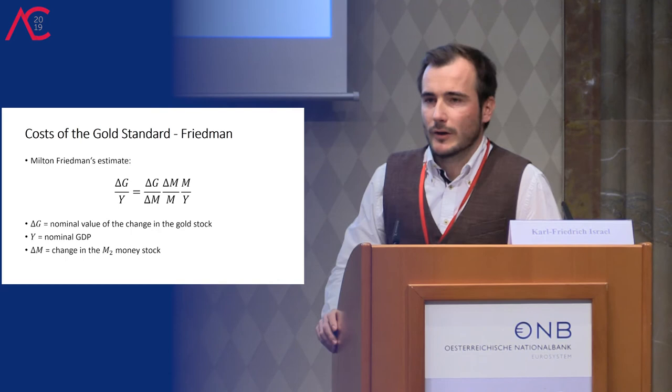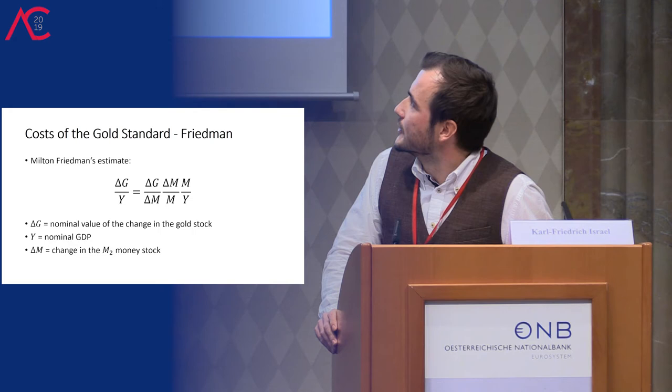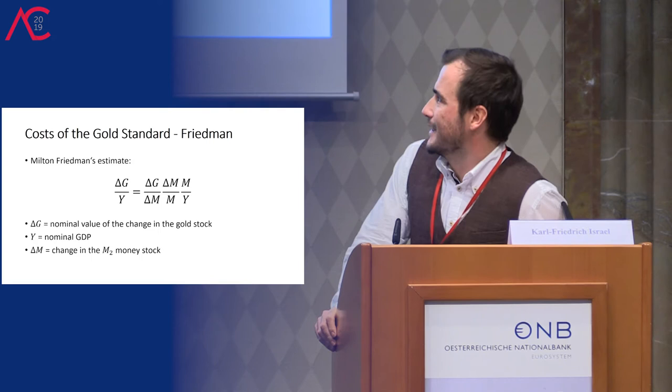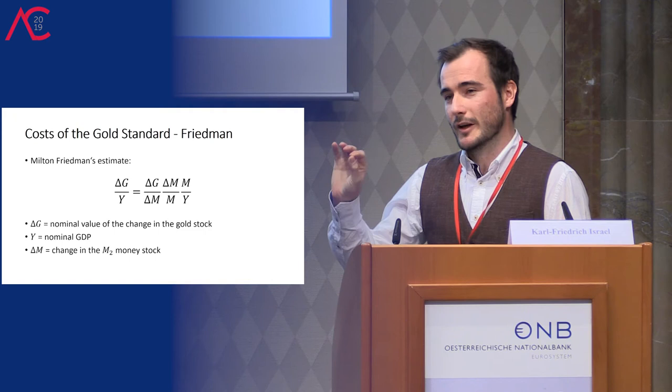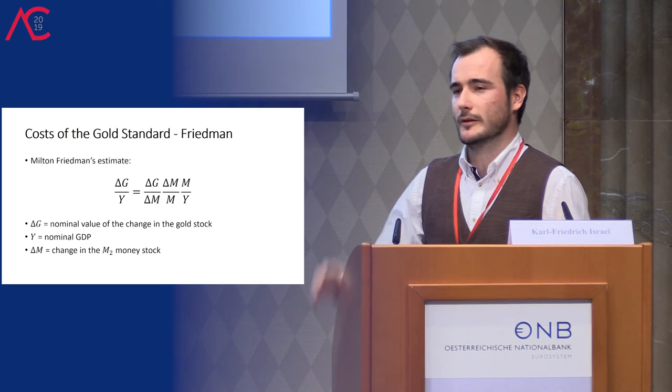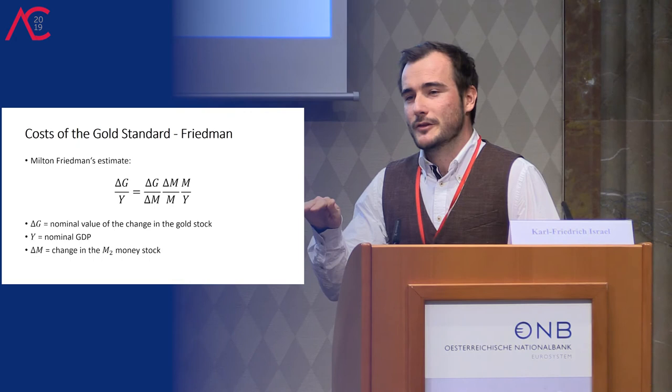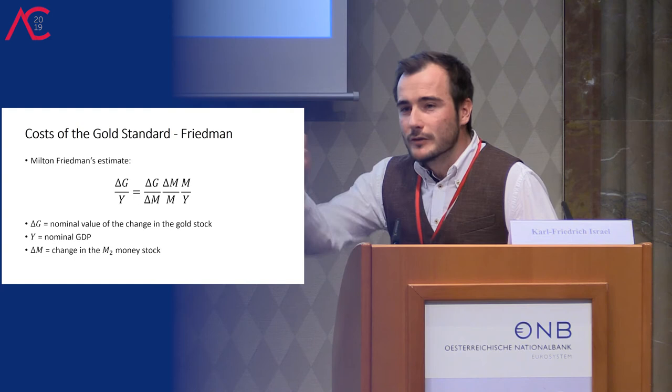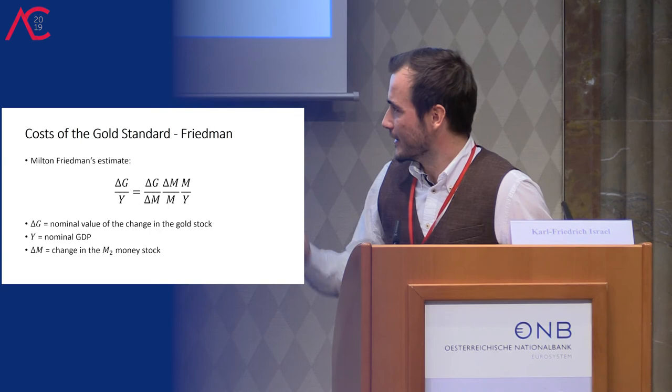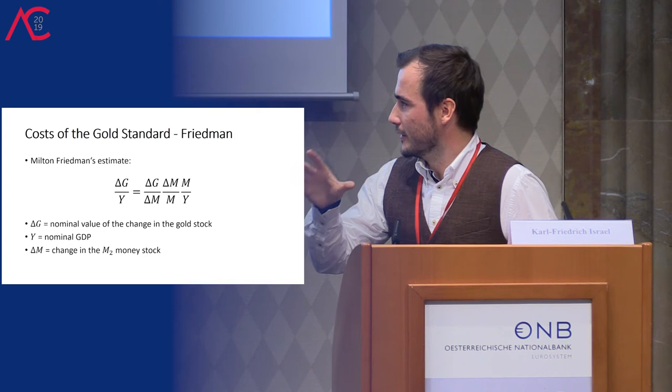So we have, first of all, delta G divided by delta M, that's the nominal value of the change in the gold stock divided by the change in the money stock, times delta M divided by M, so that's the percentage change of the money stock, times M divided by Y, the money stock divided by nominal income. And the money stock here, and that's important in Friedman's estimate, is M2. Okay, so it's not the base money supply, it's not M1, it's M2. It's very important. I will explain that a little later.